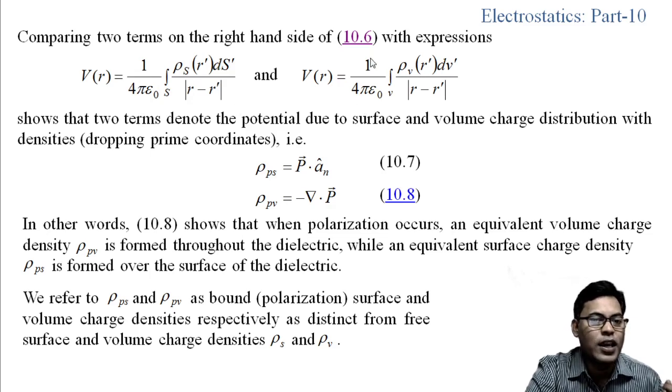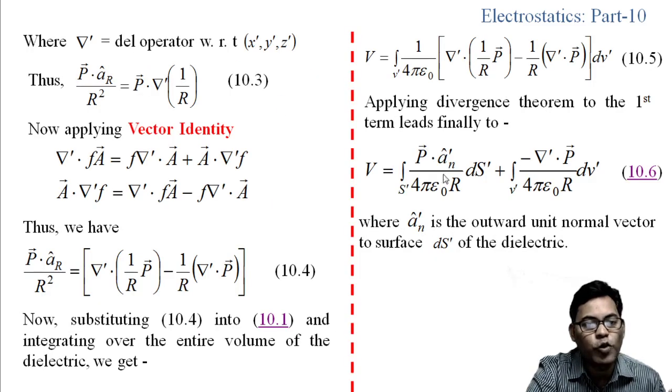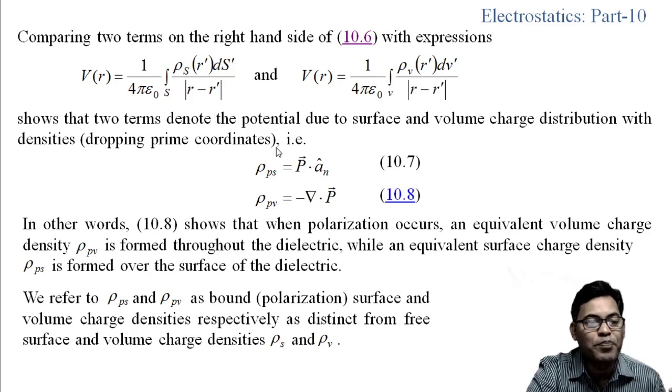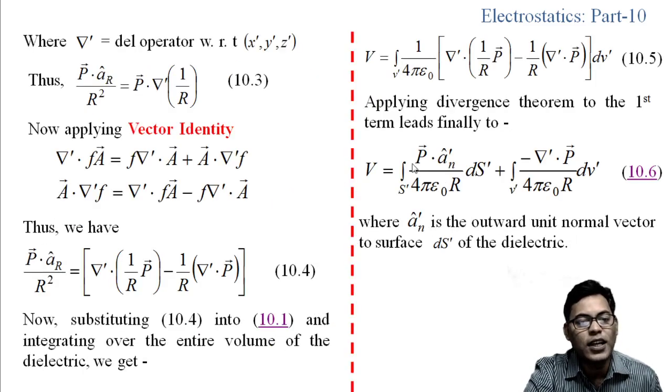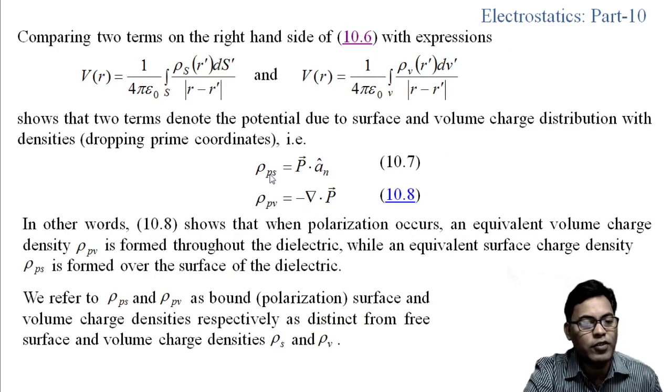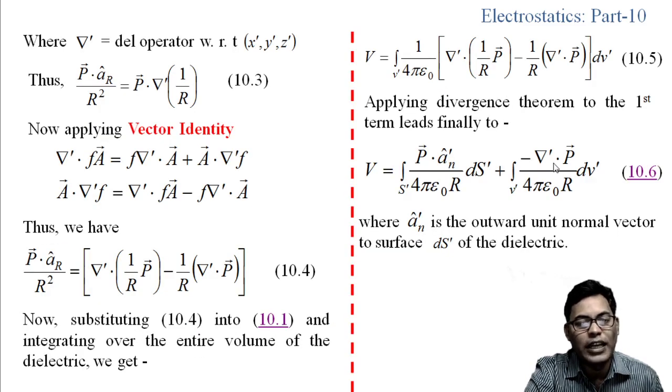Now if we compare the expression 10.6 with this expression for the surface charge and for the volume charge, you can see that we can just replace this rho s of r prime, and the other part will be the same. So here we can take rho s equals P dot an. Here rho ps is written. We will discuss why ps is written afterwards, but first take that one: rho s equals P dot an and rho v equals minus del prime dot P.